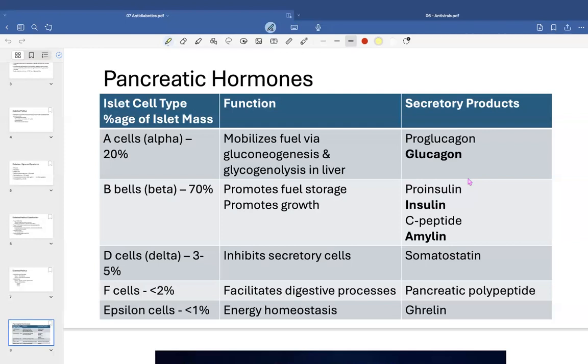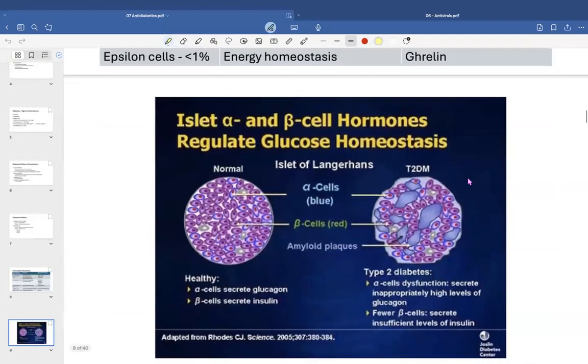So this is what the pancreatic islets look like, okay? And within those islets, again, there are alpha cells, beta cells, delta cells, etc. But the predominant products are these red, or appear in this diagram as red cells, the beta cells. Beta cells secrete insulin, and alpha cells secrete glucagon.